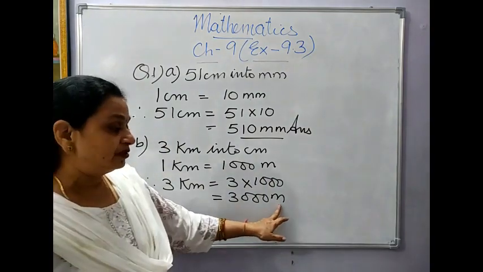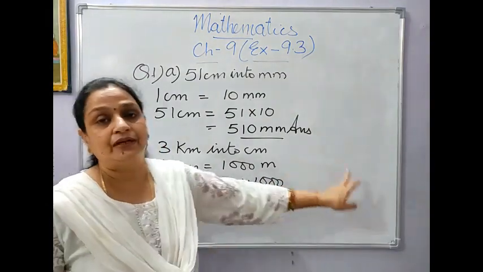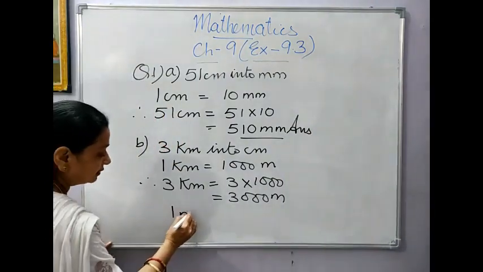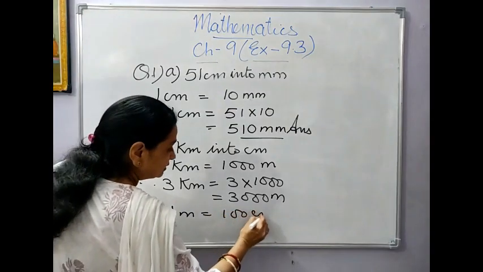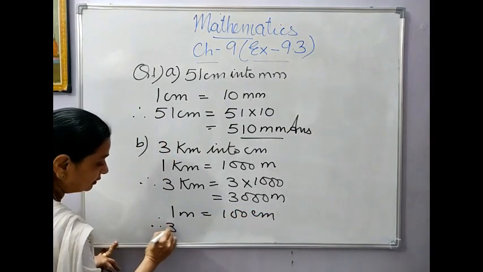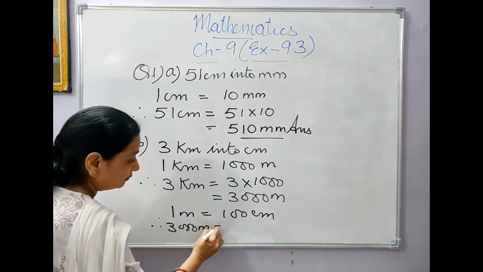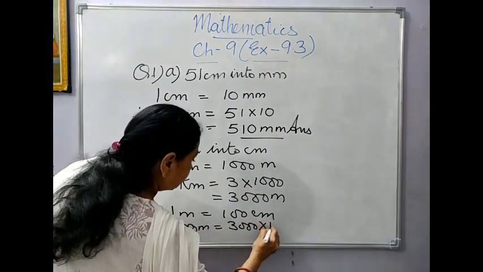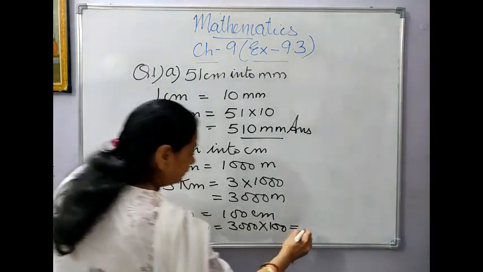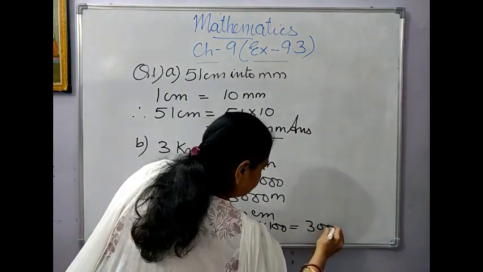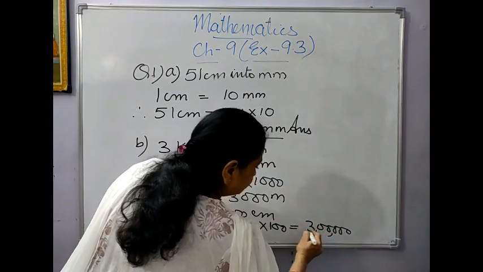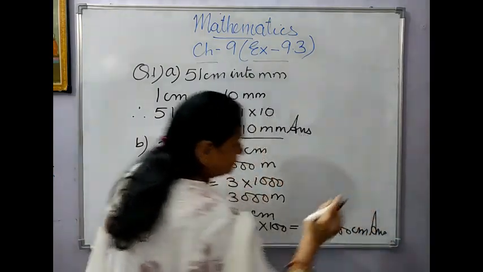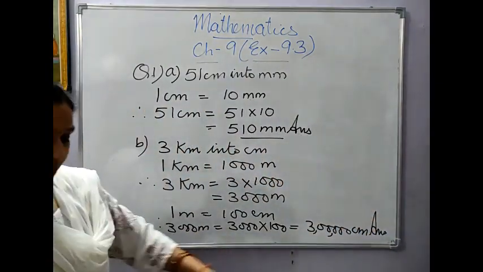Okay, now you have come to meter. Now this meter will be converted into centimeter. So 1 meter is equals to 100 centimeter. Therefore 3000 meter will be equal to 3000 multiplied by 100, and it will be 3 lakhs centimeter. This is your answer. Have a look and try to understand it.